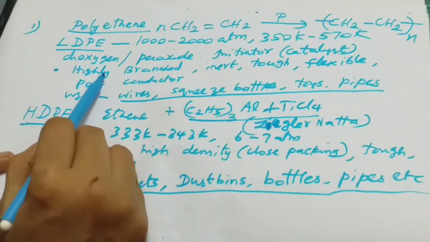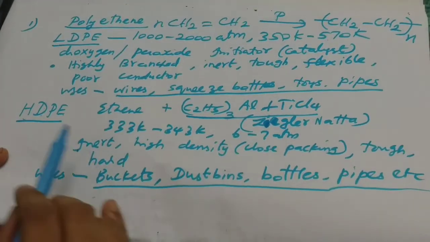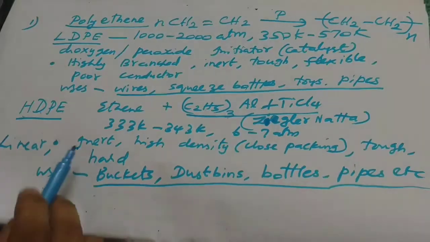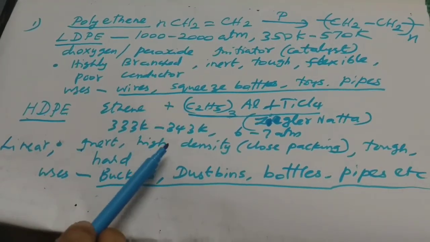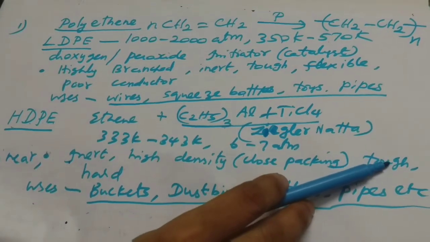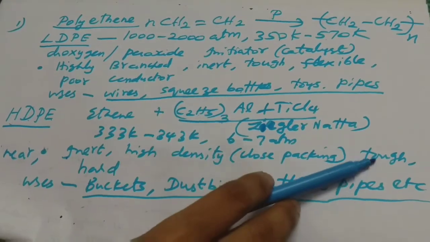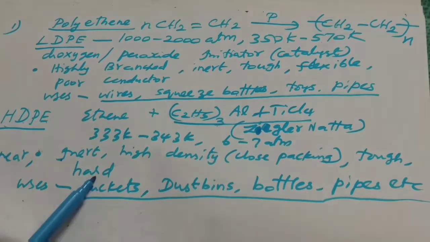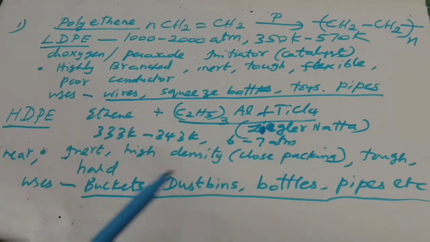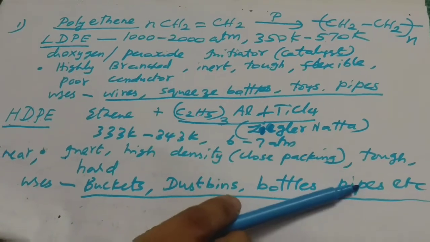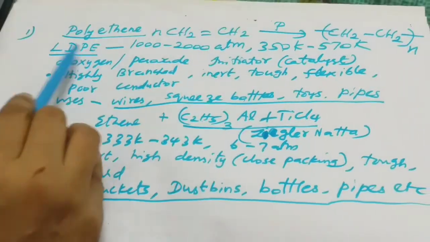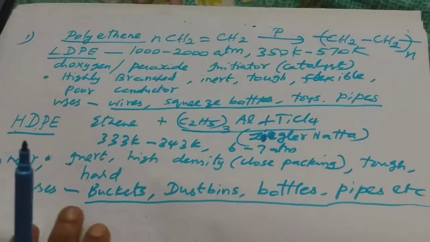It is linear, and it is chemically inert, and the density is very high because of the close packing arrangement. It is also tough, but it is tougher than low density polyethene. It is harder than LDPE. It is used for making buckets, dustbins, bottles, pipes, etc. So polythene has two types, LDPE and HDPE.